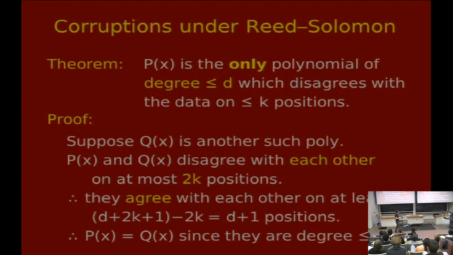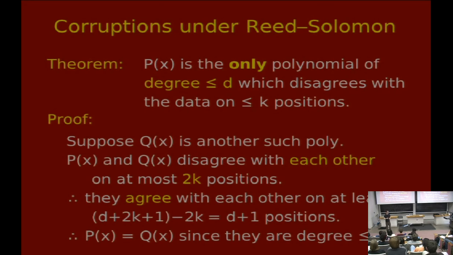Or if you want to remember the proof, you can say, consider p minus q, that has degree at most d, and it's going to be 0 on all these positions, of which there are d plus 1. Degree d polynomials have at most d roots unless they're the 0 polynomial. So that proves that p of x equals q of x, which means that there's a unique polynomial p which has such good agreement with the data. Any question about that?